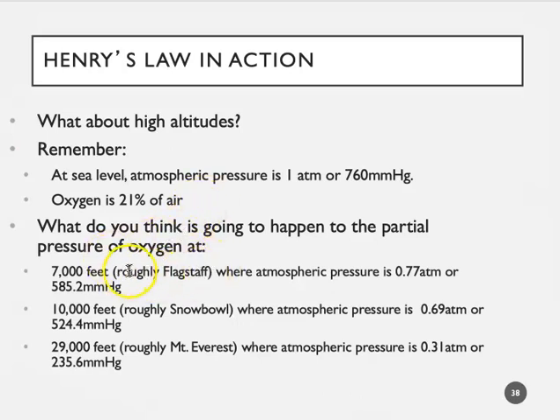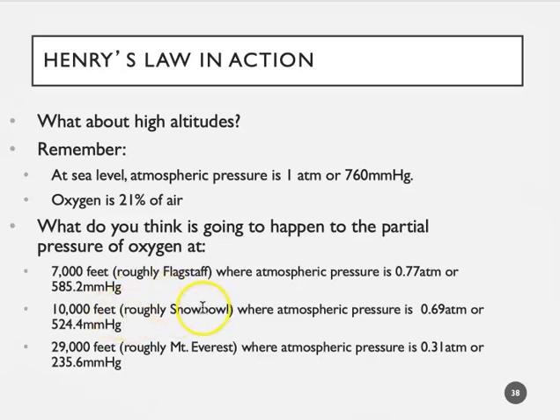So let's say we go up to an elevation of roughly Flagstaff. Well, the atmospheric pressure is less. It's now, instead of 1 atmosphere, 0.77 atmosphere, or 585 mmHg. That's the outside atmospheric pressure. So if we now multiply that 585.2 times 0.21, the percentage that is oxygen, we end up with 122.9 mmHg. So the partial pressure of oxygen has decreased quite a bit, about 36 mmHg.